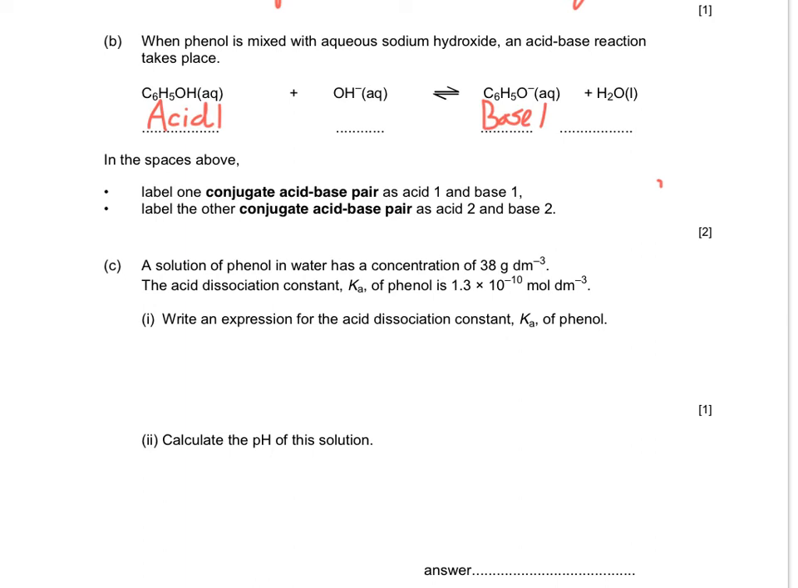So now what we must be thinking is what's base 2. That's obviously going to be the OH minus ion, because we know that behaves as a base. Which means that water must be the acid 2. So OH minus and H2O are interchangeable via the transfer of a proton.